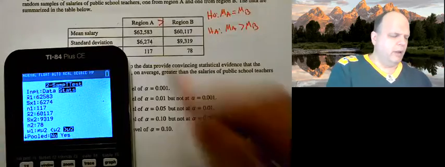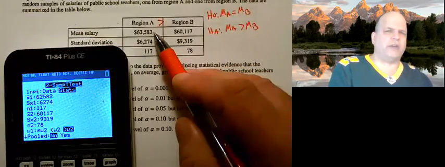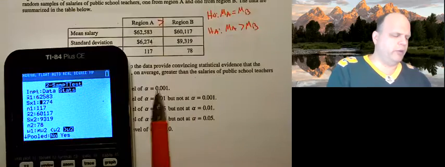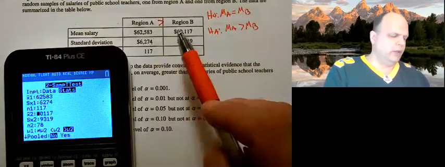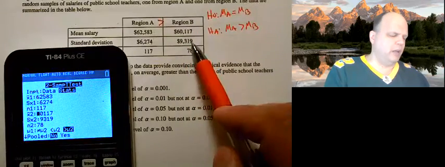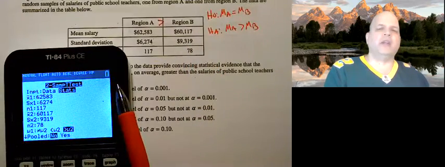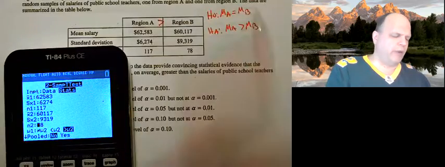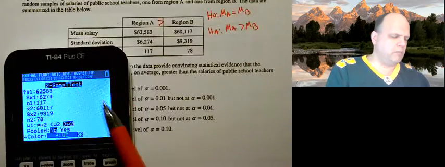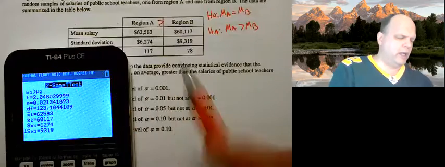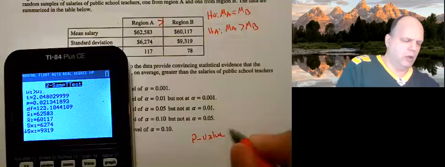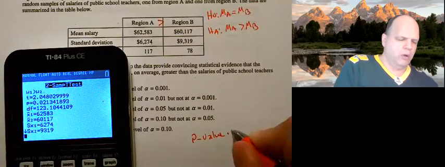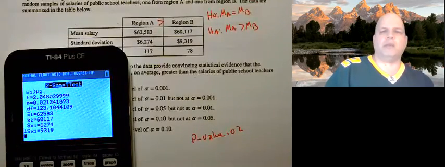And we have 62,583 is our sample mean. 6,274 is our standard deviation. Sample size 117. Standard deviation of 60,117. 9,319. Sample size is 78. And our alternative hypothesis is a greater than. And I end up getting a p-value of 0.02. All right, so my p-value is 0.021.